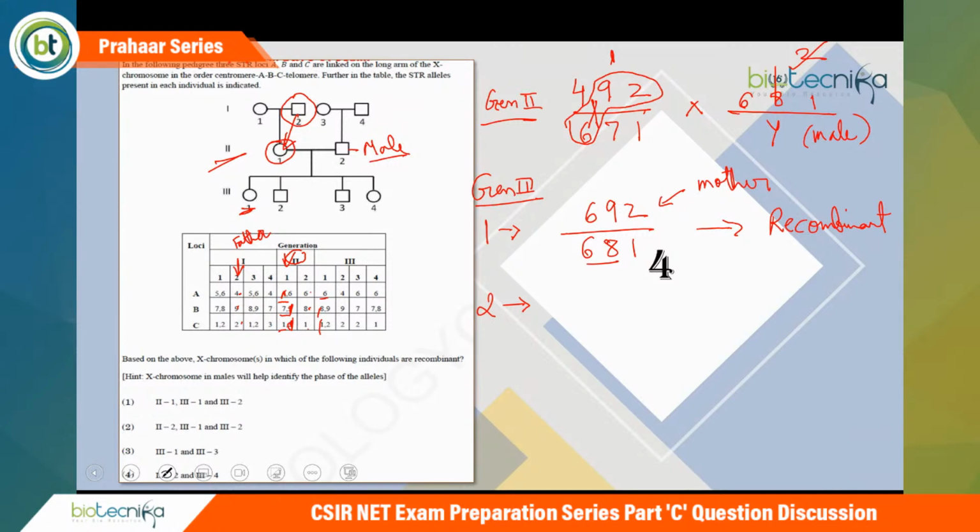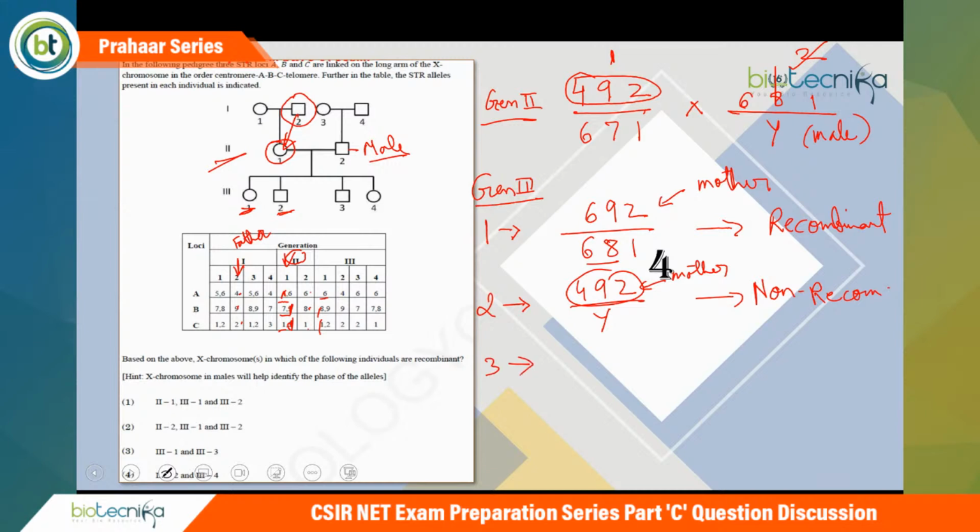So the second individual is a male. Male has only 1 X chromosome, so the other one will be Y. The X is 4, 9, 2. This the male is also getting from the mother. Does the mother have this 4, 9, 2? Yes, the mother has that 4, 9, 2. That means he is getting the parental chromosome from the mother, so he is non-recombinant.